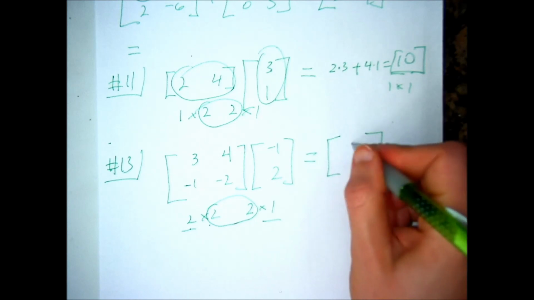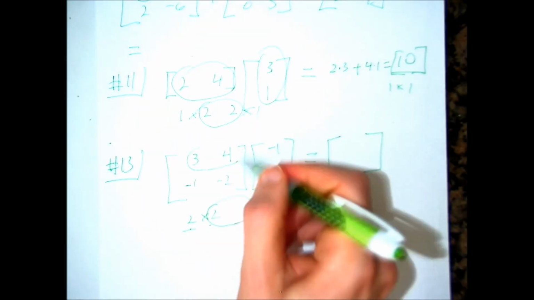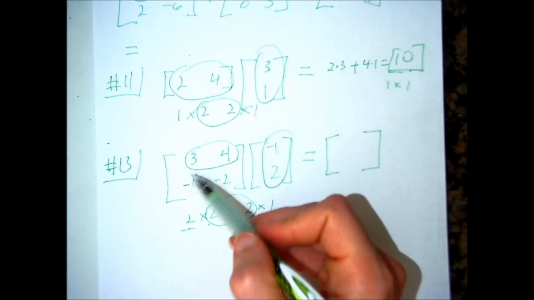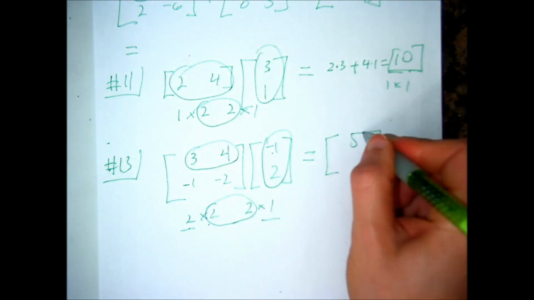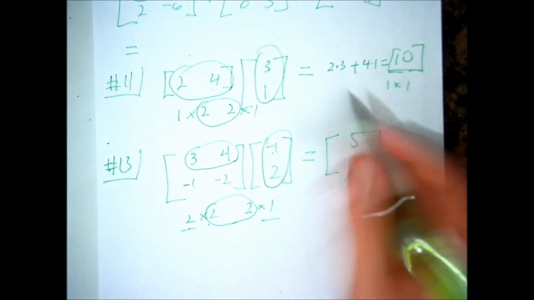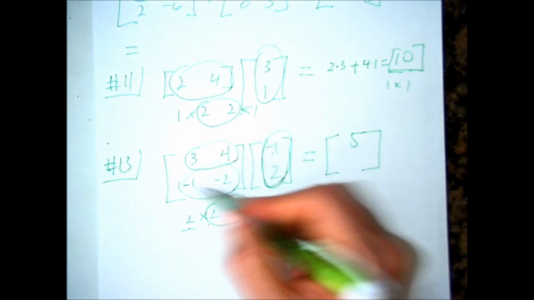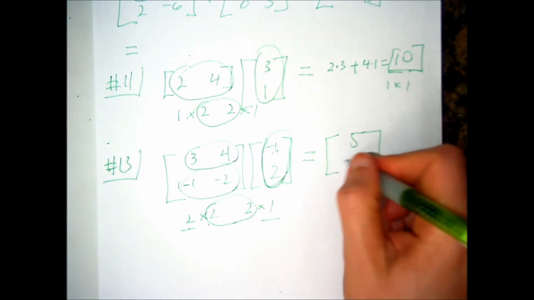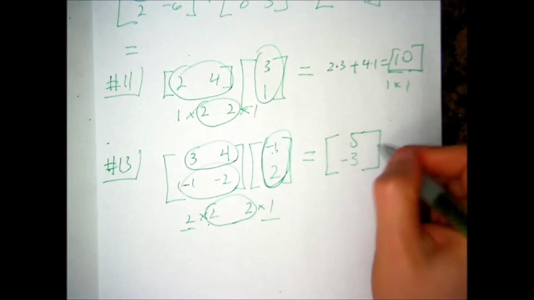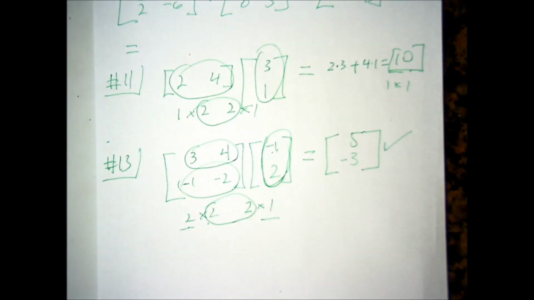This first entry here is going to come from this times this. So 3 times negative 1 is negative 3, plus 4 times 2 is 8. Negative 3 and 8 is 5. This times this is negative 1 times negative 1 is 1, plus negative 2 times 2 is negative 4, which is going to end up being negative 3. That's our answer for that. That's pretty much it. I don't want to bore you by blabbing too much, so that's it.